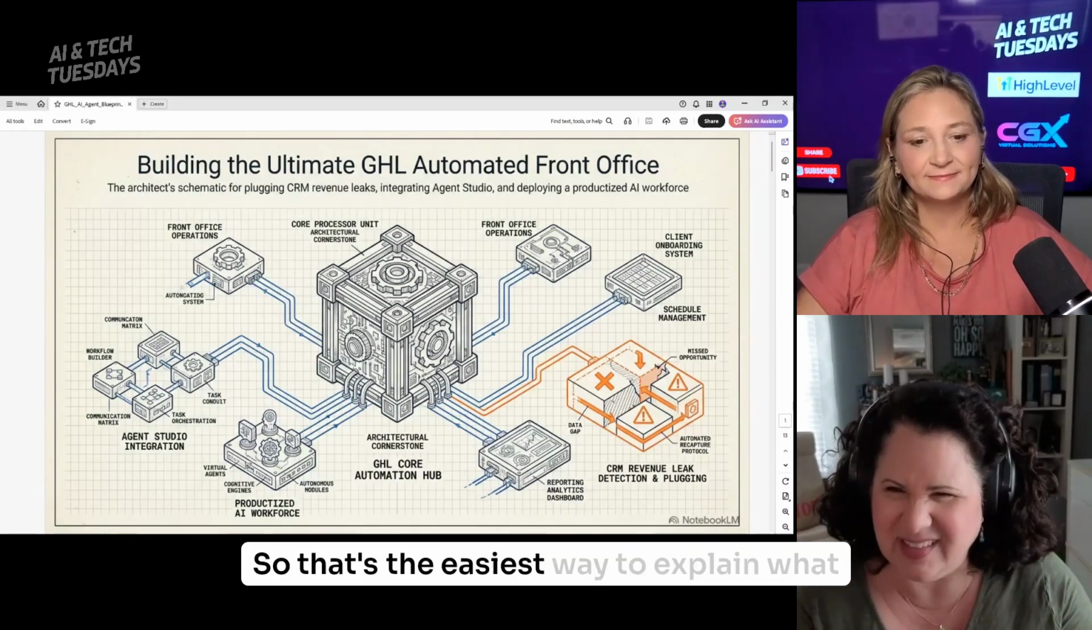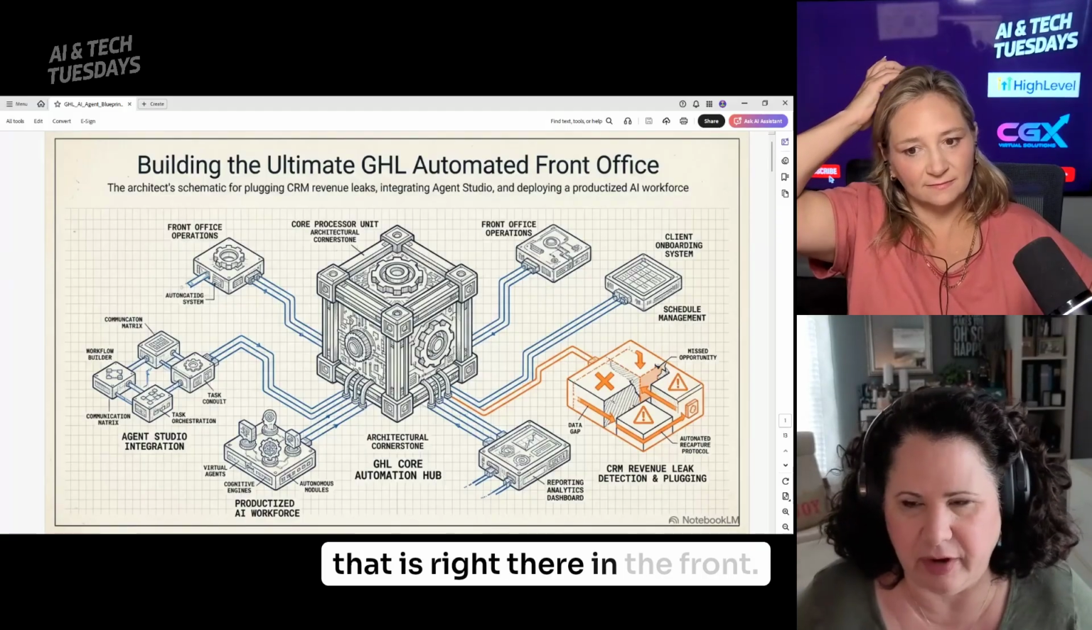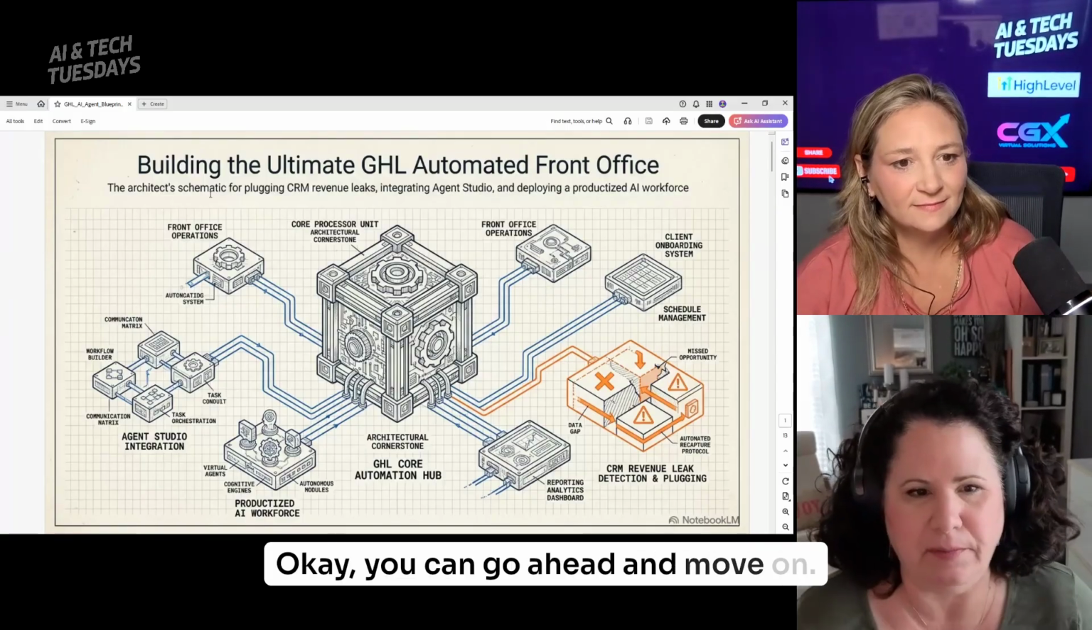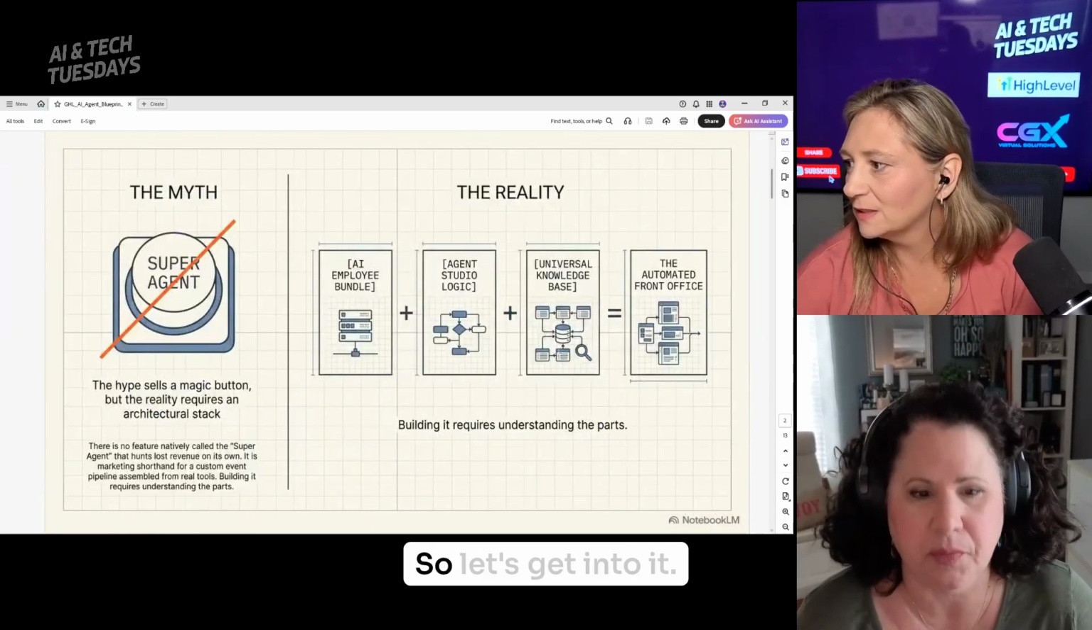So that's the easiest way to explain what that is right there in the front without going into massive detail. Okay, you can go ahead and move on. Okay, ready? Here we go. So let's get into it.